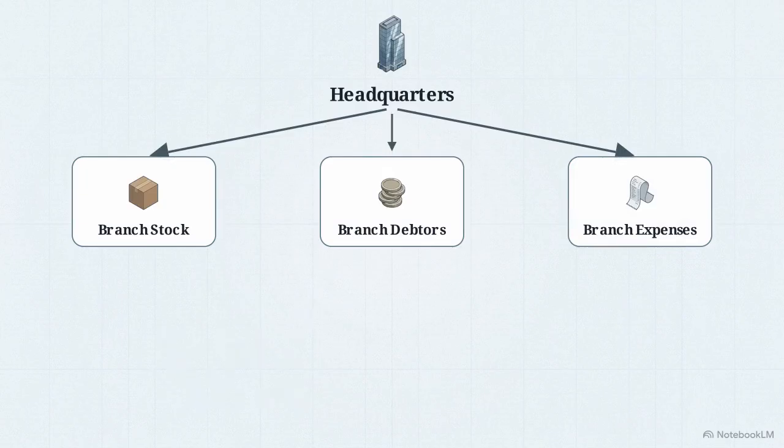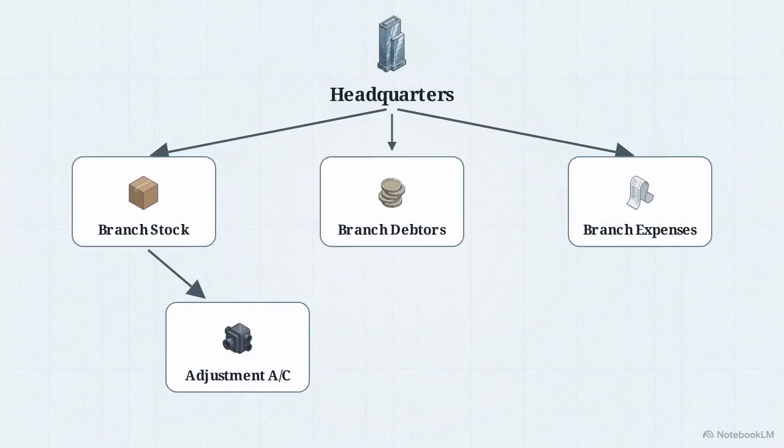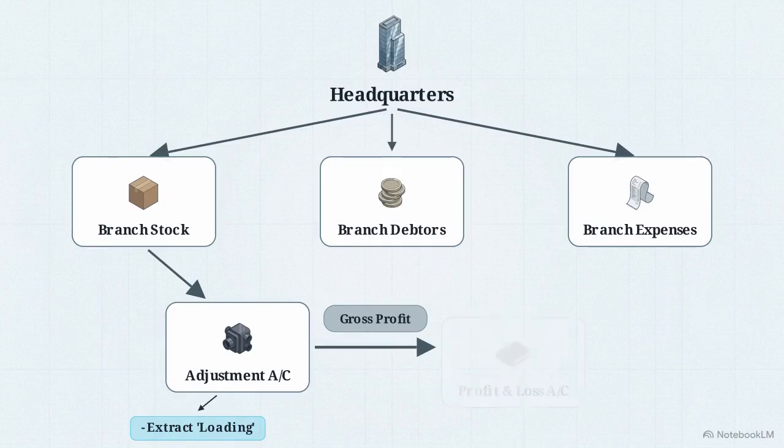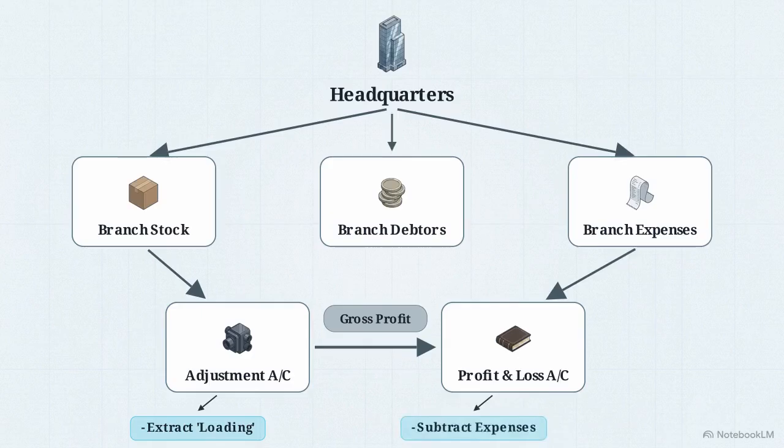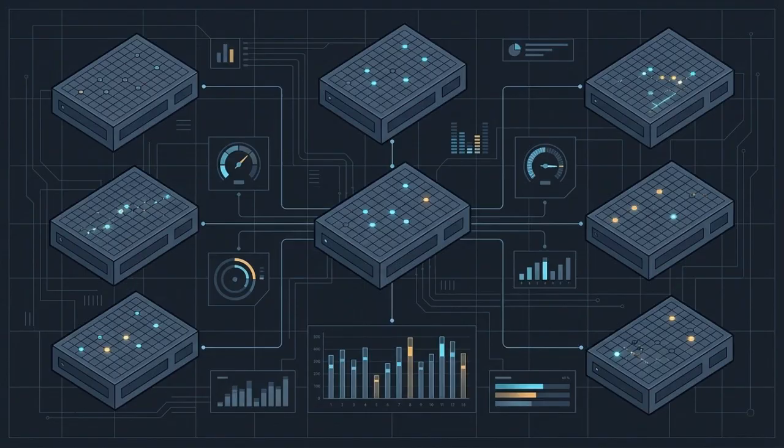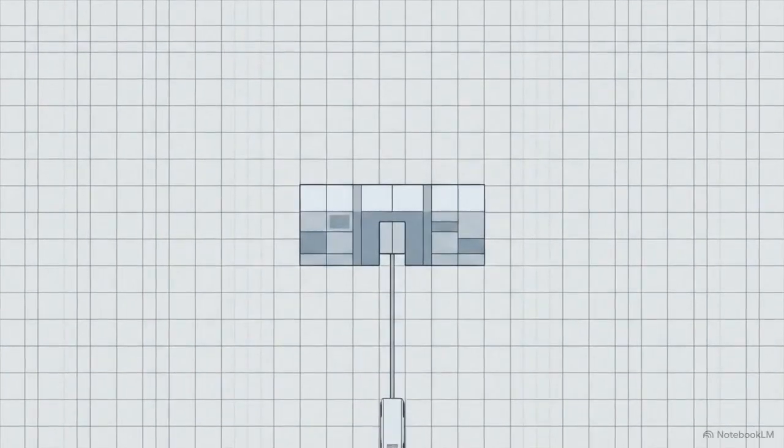Calculating profit requires 2 steps. First, the branch adjustment account determines gross profit by extracting loading, the difference between raw cost and invoice price. Then, this transfers to the branch profit and loss account, where specific expenses are subtracted to reveal net profit. By fragmenting the data into tightly controlled, separate accounts, central management eliminates the information deficit. They achieve surgical, item-level oversight over a storefront they may never physically visit.